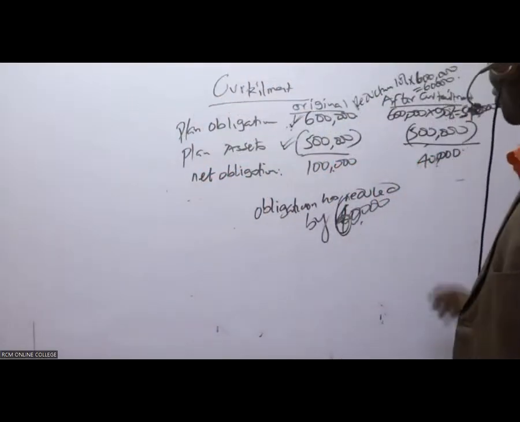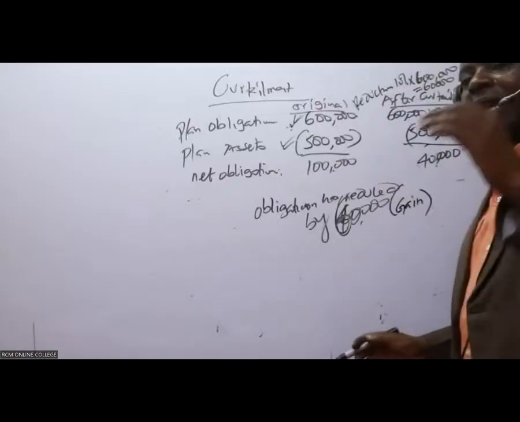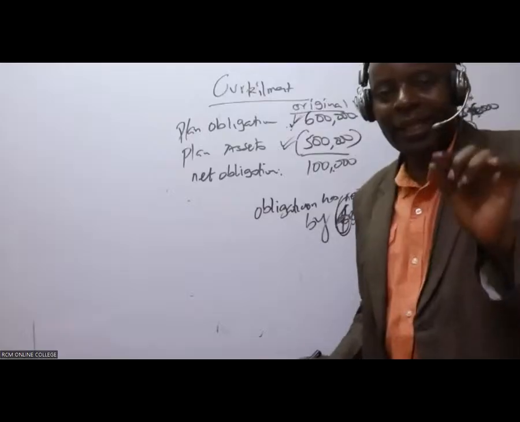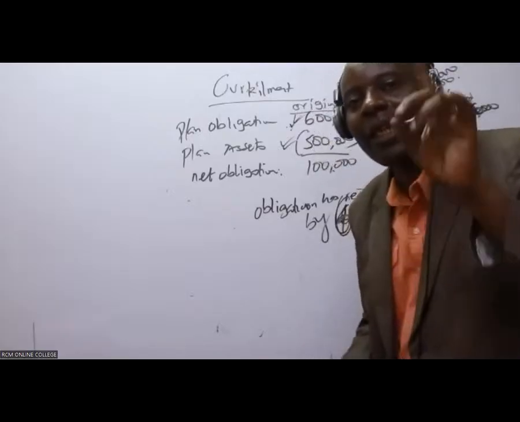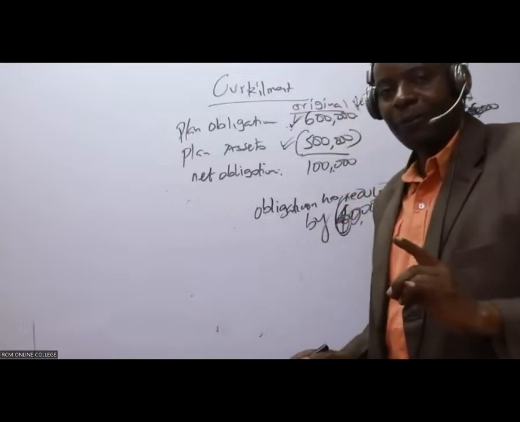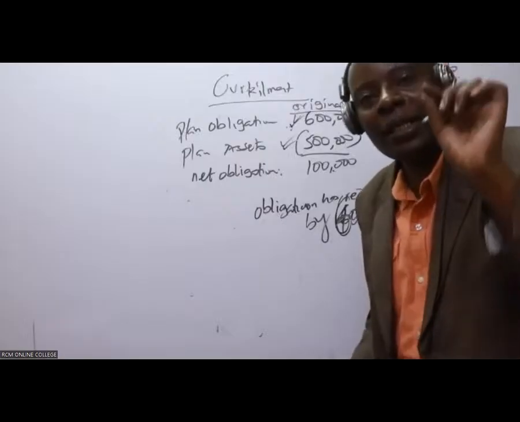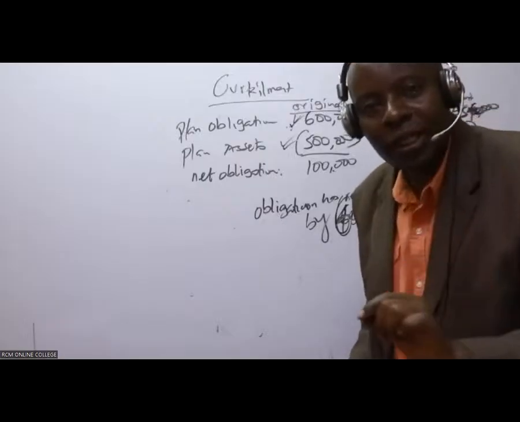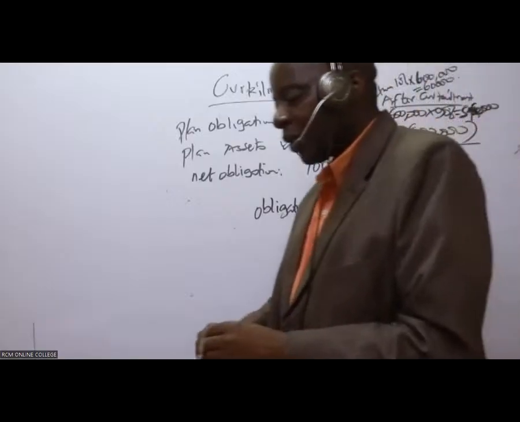Has reduced by 6. And remember, any curtailment, gain or losses are normally adjusted in the service cost. I'm repeating again: any curtailment, gain or losses here are adjusted where? In the service cost. So you go to the service cost.